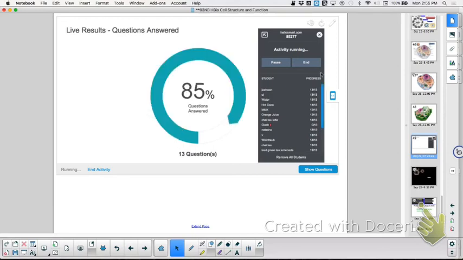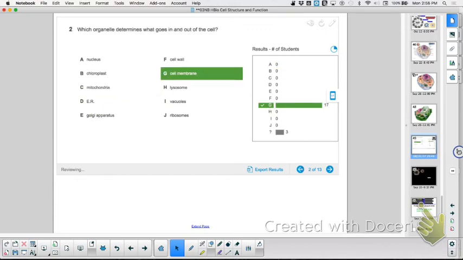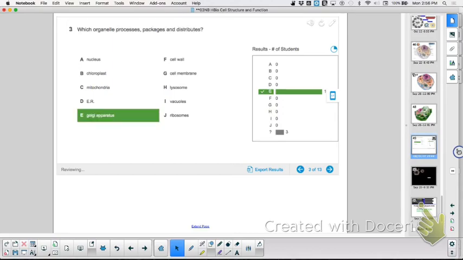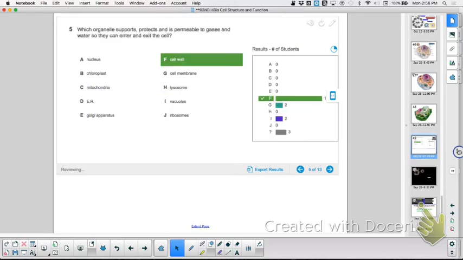Okay, let's check our answers. Powerhouse of the cell, mitochondria. I wouldn't say the chloroplast is the powerhouse. It's energy related and it makes sugars. But what makes the things that a cell needs for its reactions is the mighty mitochondria. Number 2, what goes in and out is the cell membrane. Good job. Processed packages. You guys are doing awesome. Stomach, lysosome. I'm so proud of what's going on here.